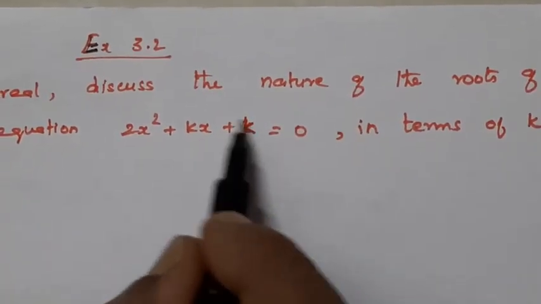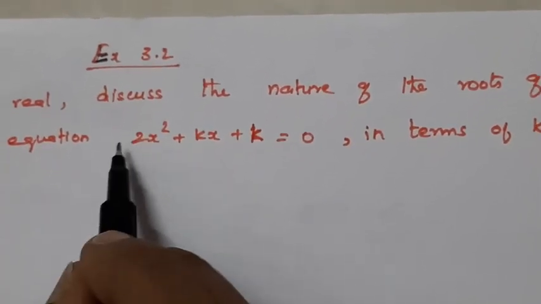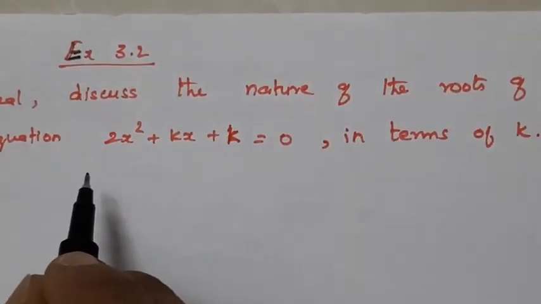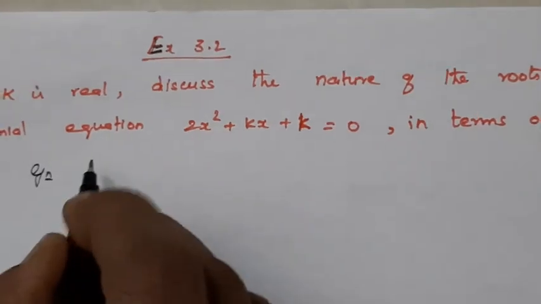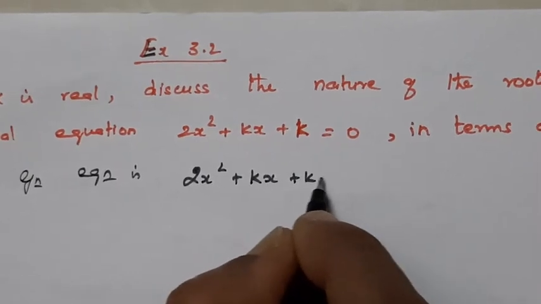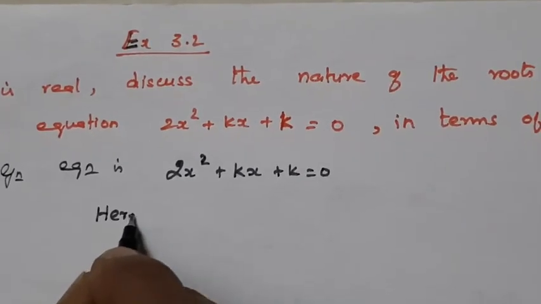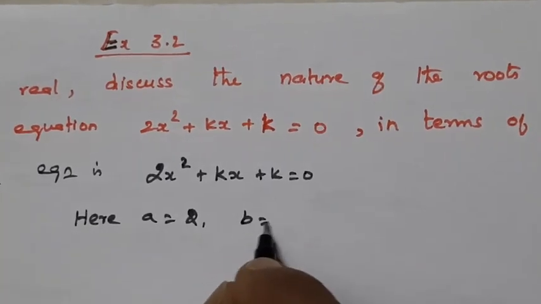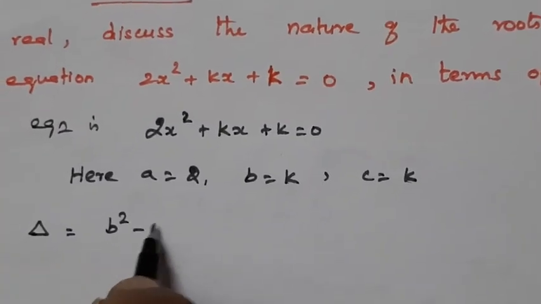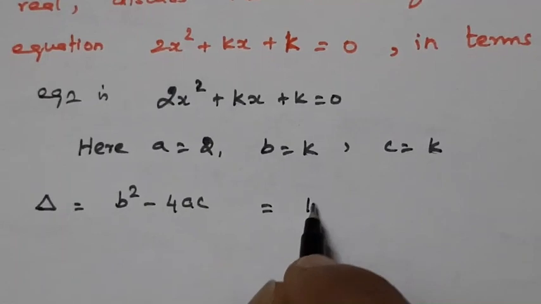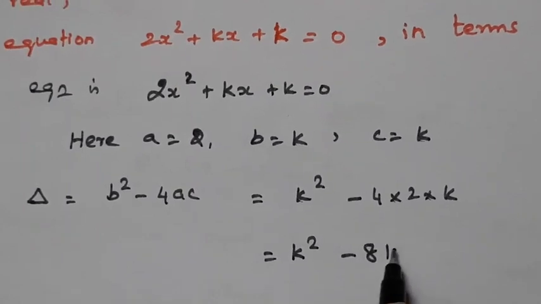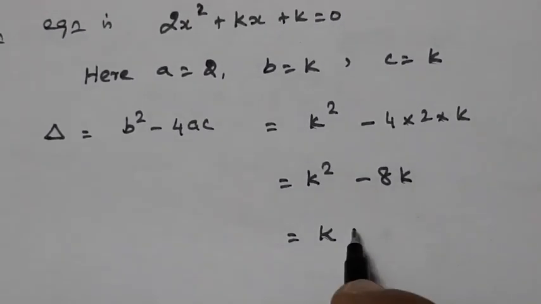Okay. So you have to find the values of k for which delta is equal to 0, delta greater than 0 and delta less than 0. So for that let us find delta first. So the given equation is 2x squared plus kx plus k equal to 0. So here a is equal to 2, b is equal to k and c is also equal to k. So the delta value, b squared minus 4ac, is equal to k squared minus 4 into 2 into k, or k squared minus 8k. So let us factorize this by taking k common outside.